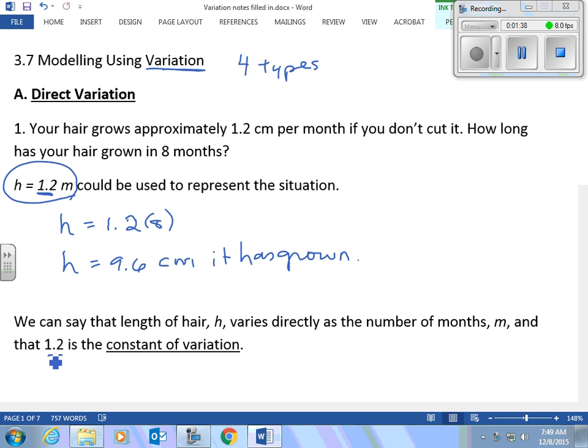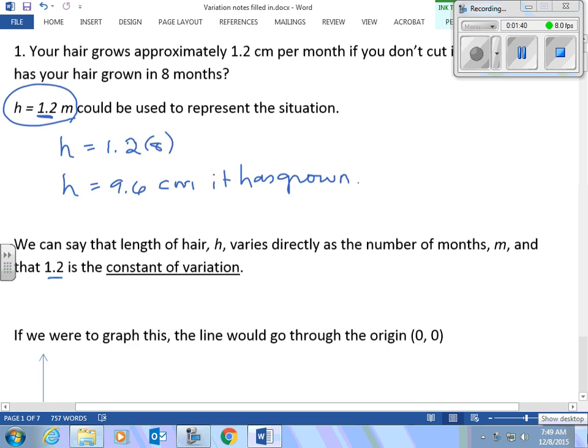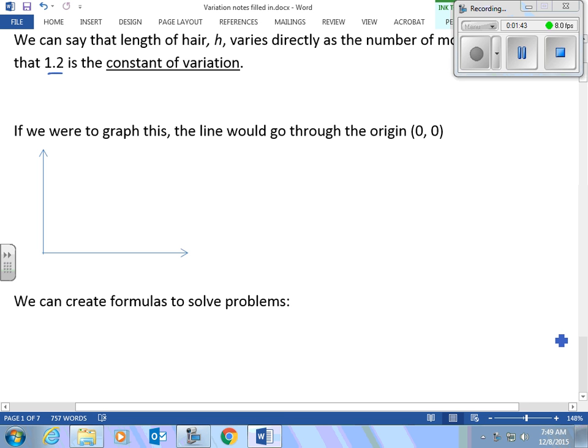Okay, so if we were to graph this situation, the line would go through the origin. So it would start at 0, 0 and go up in a straight line. Anytime that you've got direct variation, you end up with a graph that starts at 0, 0 and increases in a straight line. If we know that two variables vary directly with each other, we can use this to create a formula to model the situation and to answer problems.